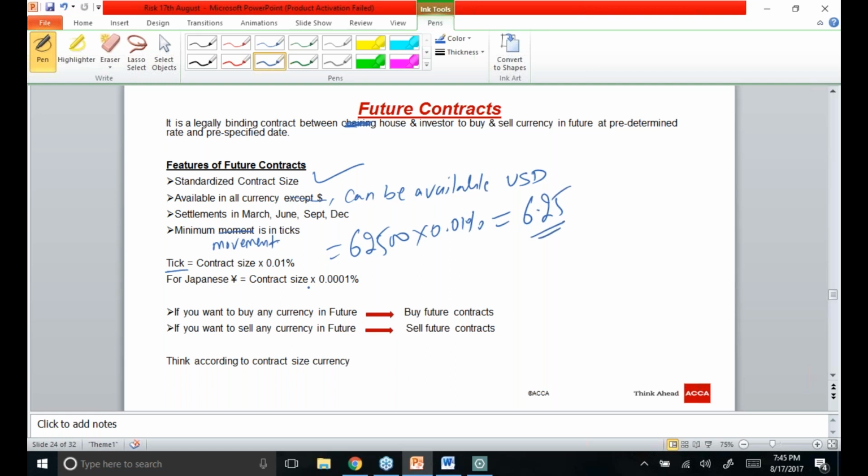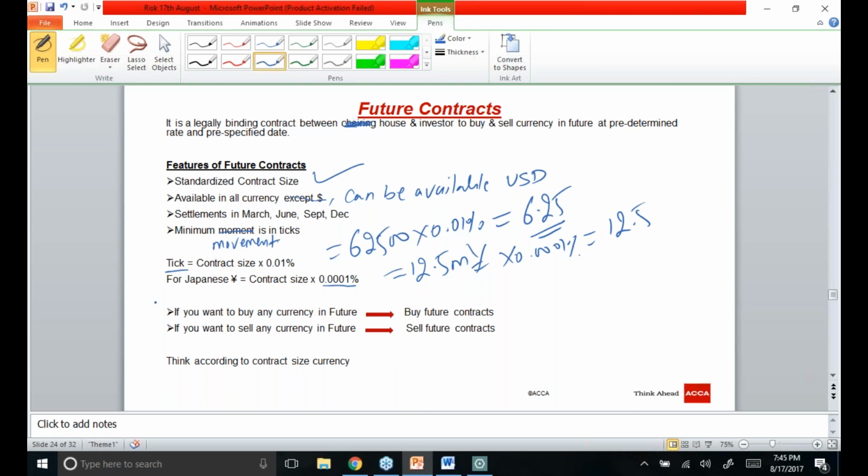For Japanese yen, tick size is one millionth part, 0.0001%. So let's suppose if Japanese yen has a contract size of 12.5 million yen, its tick size will be equal to 12.5 yen.